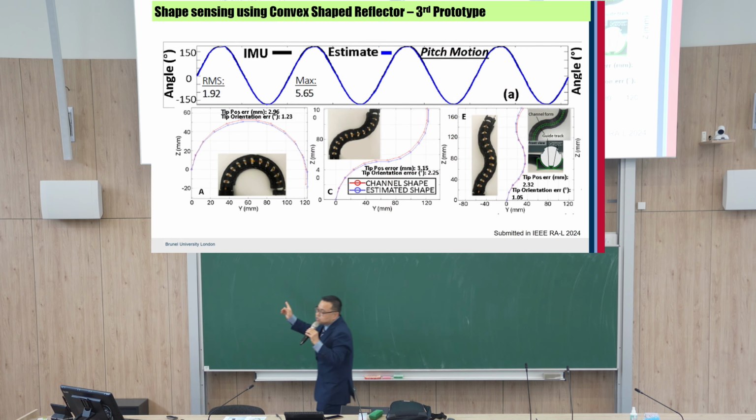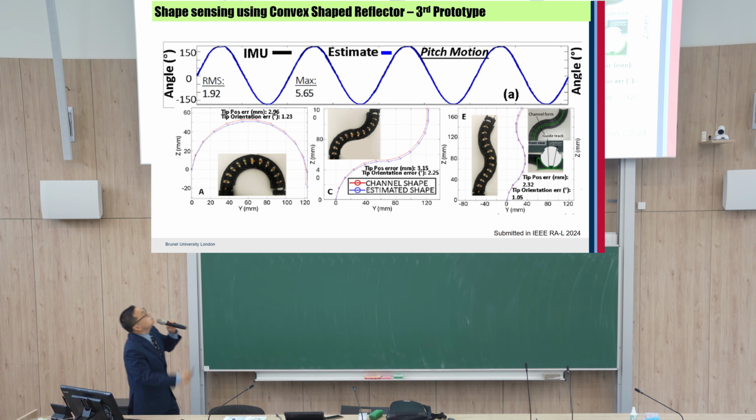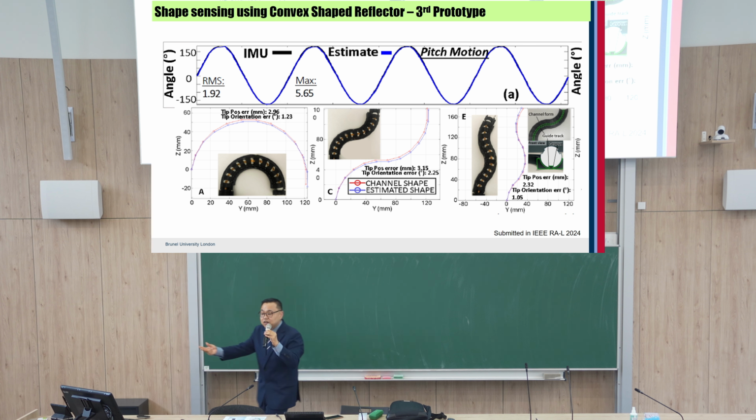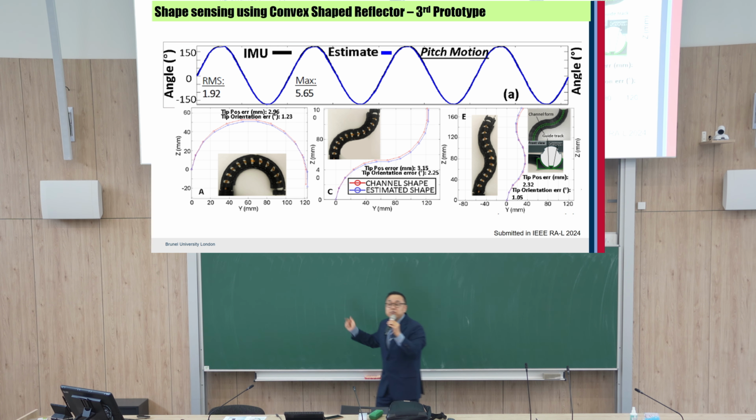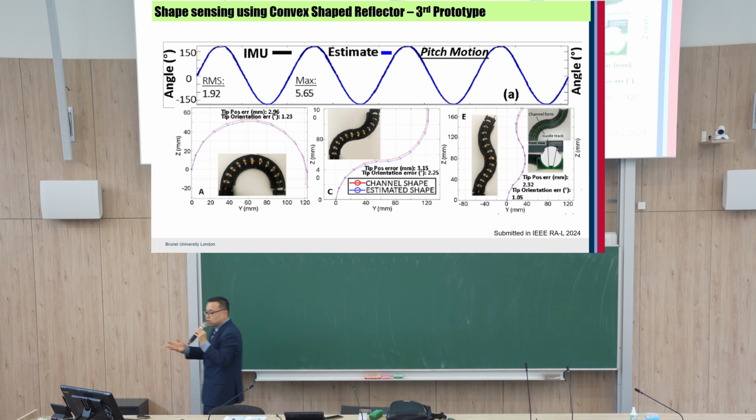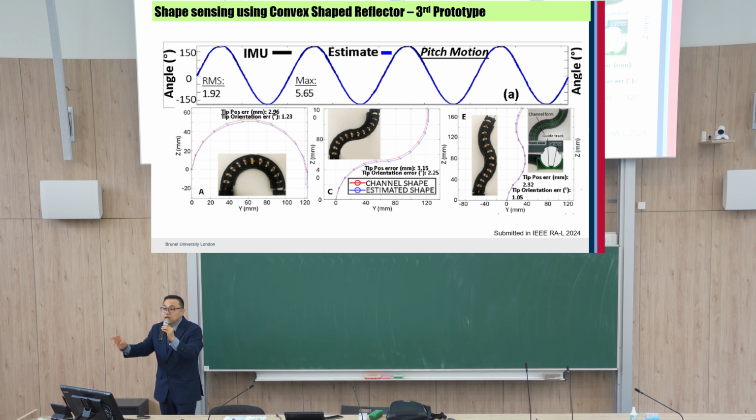In this version, we can see the shape of the flexible manipulator over time. The blue graph is the estimate, and the red one is the actual shape. There's some tiny error, but it's not really bad. To be honest, in comparison with the conventional shape sensor using FBGs, mine is also not really bad.